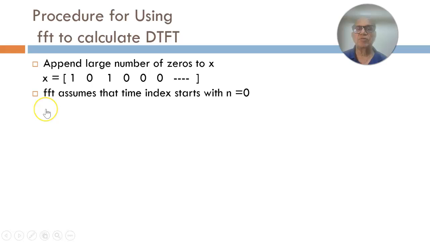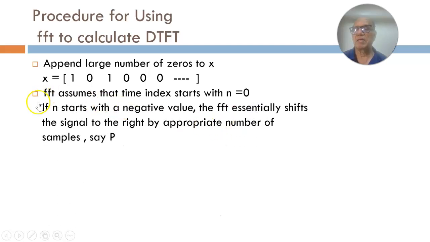Another important thing you should note is that FFT assumes that the time index starts with n equal to 0. But if n starts with a negative value, as in our previous example, our first value for n was minus 1. So you had minus 1, 0 and 1. But FFT assumes that it starts from n equal to 0. So therefore, what it essentially does is shift the signal to the right by an appropriate number of samples, say p.